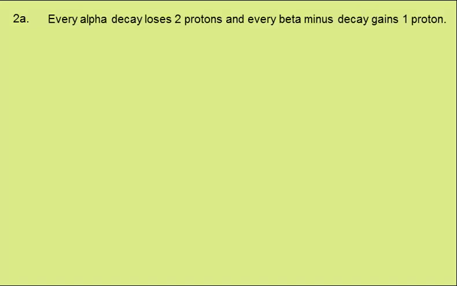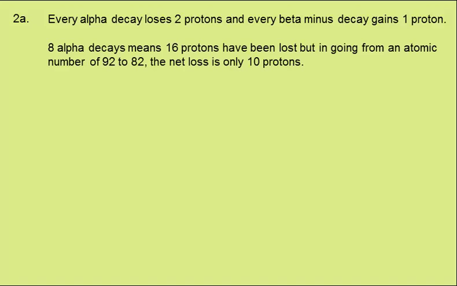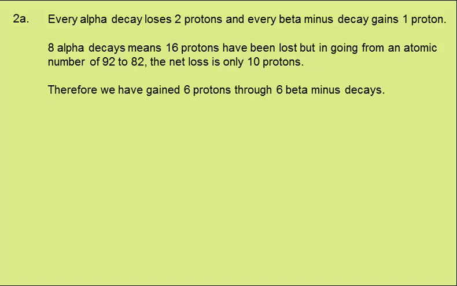Well, every alpha decay loses 2 protons. Every beta minus decay gains 1 proton. 8 alpha decays means 16 protons have been lost, but in going from an atomic number of 92 to 82, the net loss is only 10 protons. Therefore, we've gained 6 protons through 6 beta minus decays.